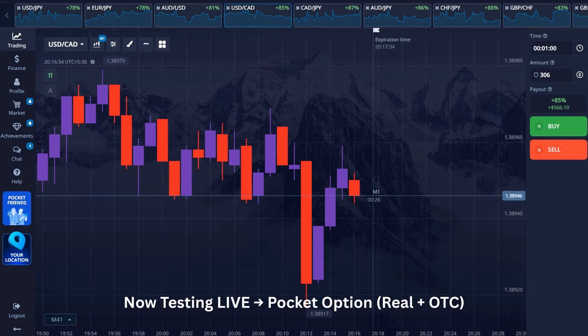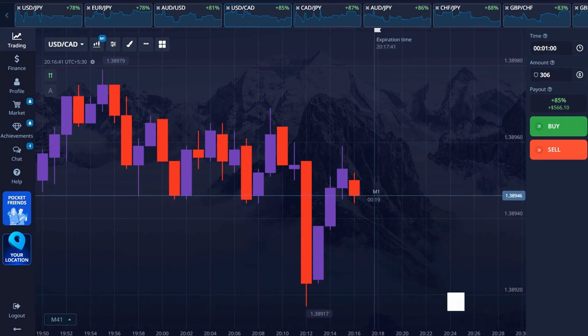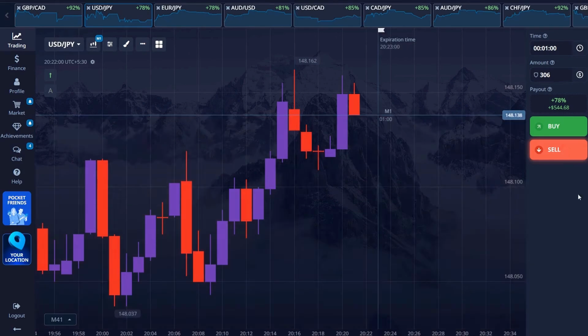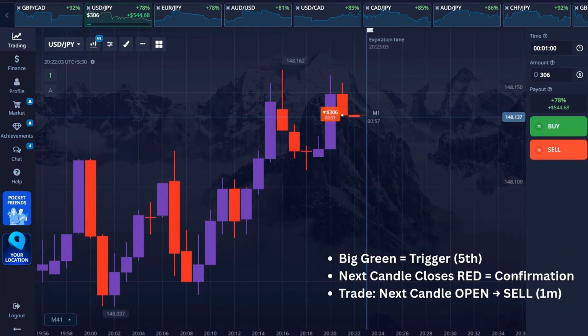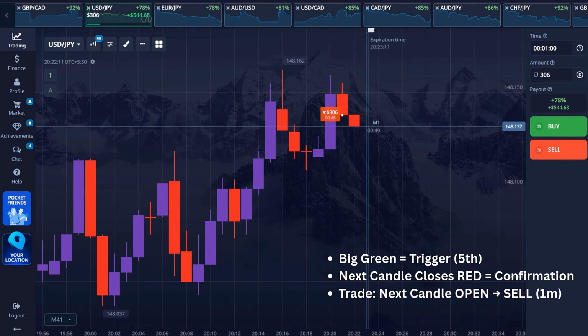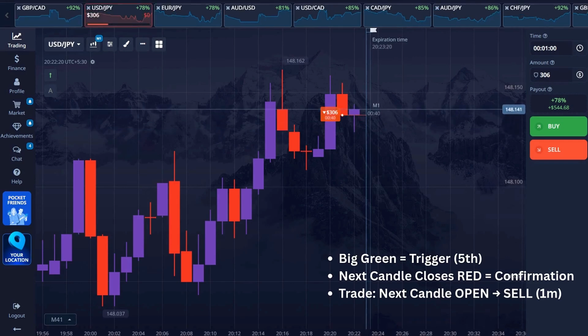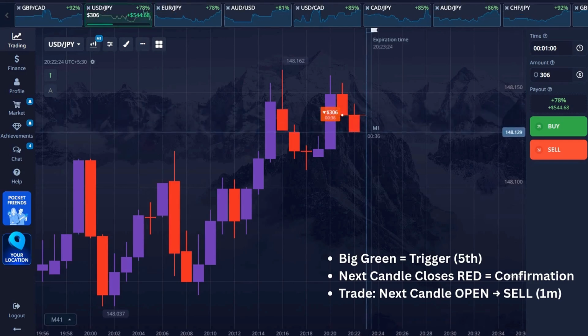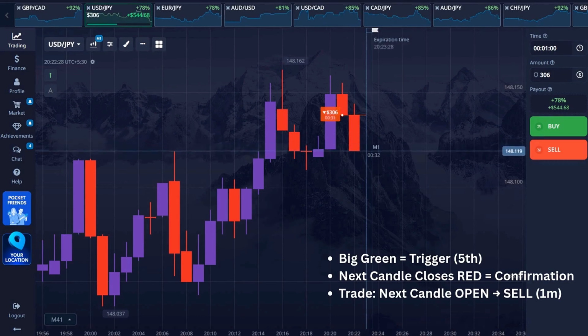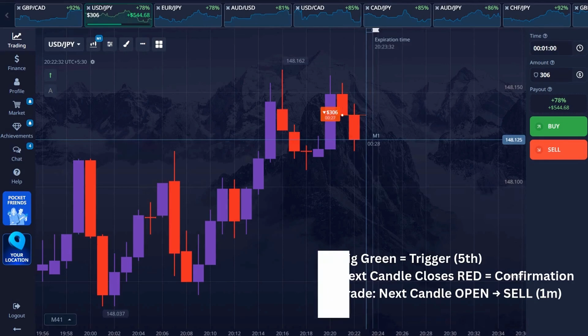Now, let's test this strategy live on Pocket Option in both the real market and the OTC market and see how it performs right now. Here we go. Sell setup spotted. The 5th candle was a big green trigger and the next candle closed red. That's our confirmation. I'm not entering on the confirmation candle. I wait for it to close and then place a sell on the next candle open with 1-minute expiry.